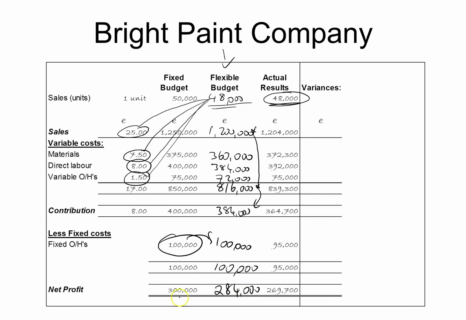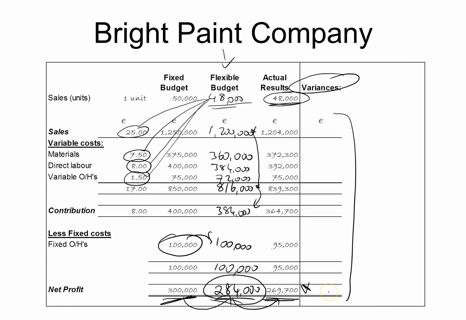Now what this basically means is we had an original budget profit of 300,000. Given the fact that the volume fell to 48,000 units, the profit should have dropped to 284,000. That's what we would have expected, but it fell further. It fell to 269,700. So the volume alone doesn't explain the drop. Something else has happened to cause the profit to go down to 269,700. So by analysing the variances, we'll try and see what actually went wrong.